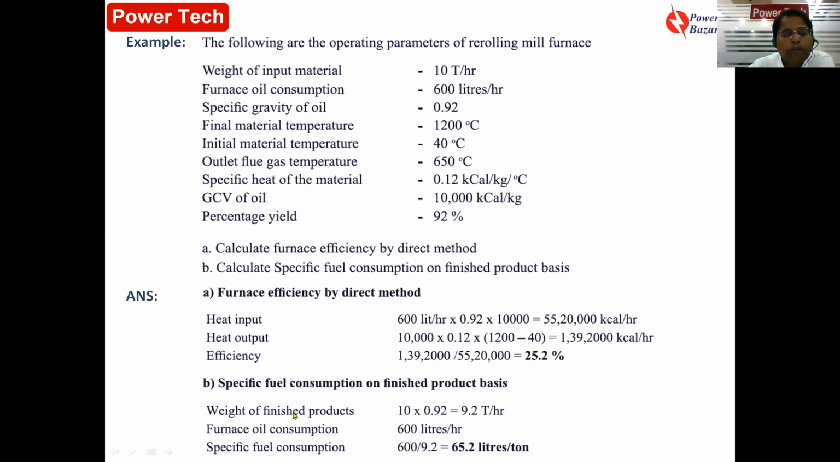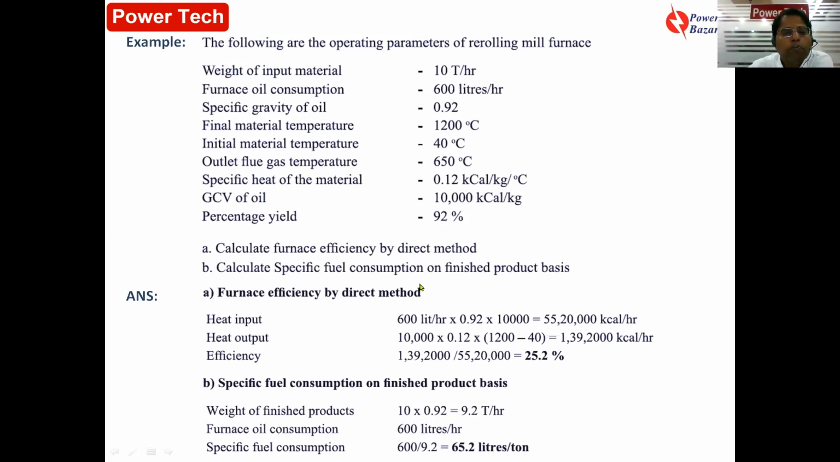Now, what is the weight of the finished product? The weight of the input material is 10 ton per hour and the yield is 92%. So the weight of the finished product is 9.2 ton per hour. The furnace oil consumption is 600 liter per hour. So what is the specific fuel consumption? It is 600 by 9.2, which becomes 65 liter per ton.